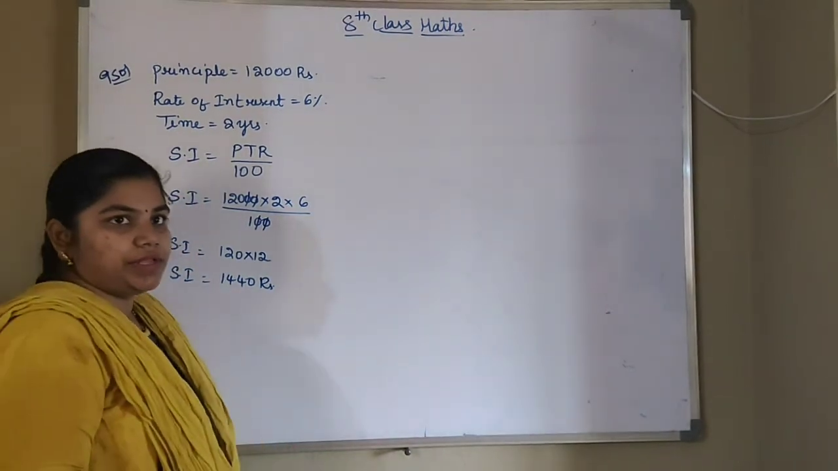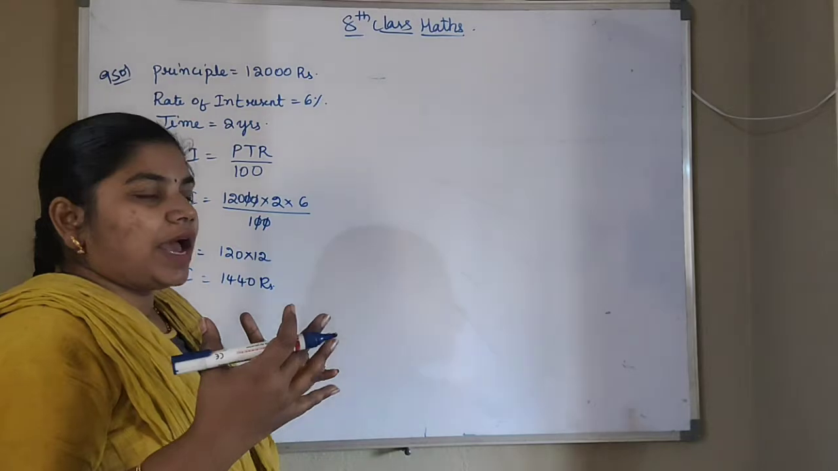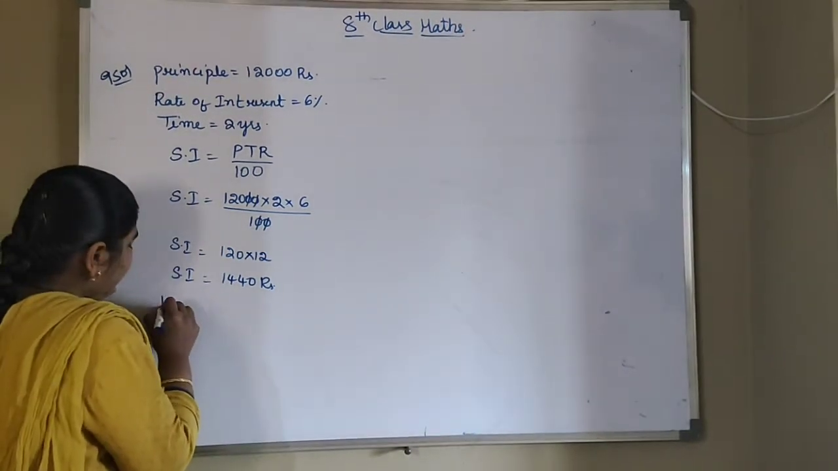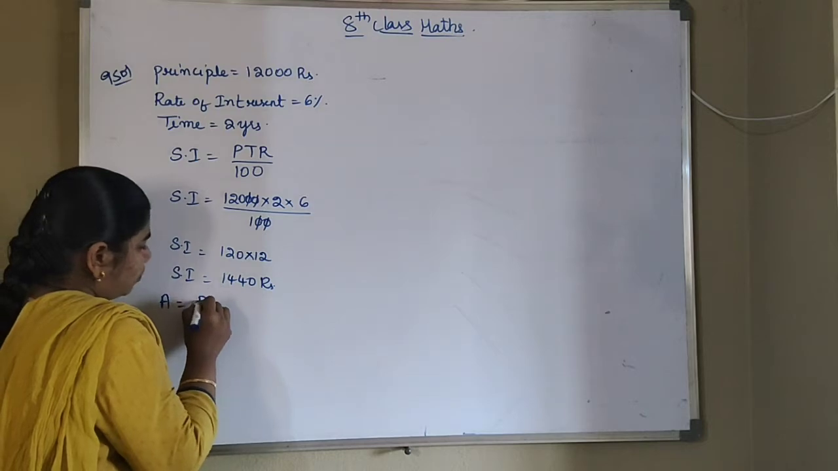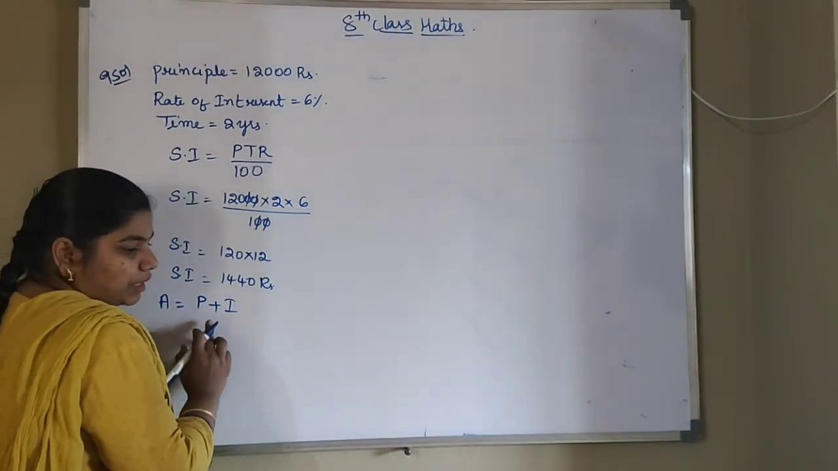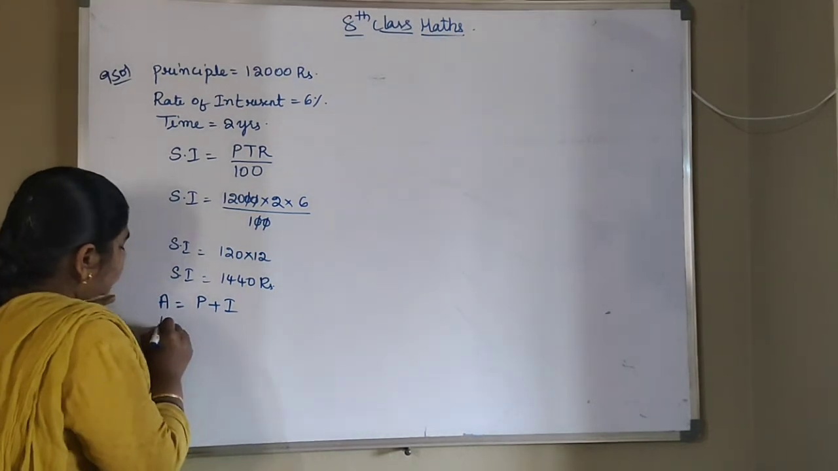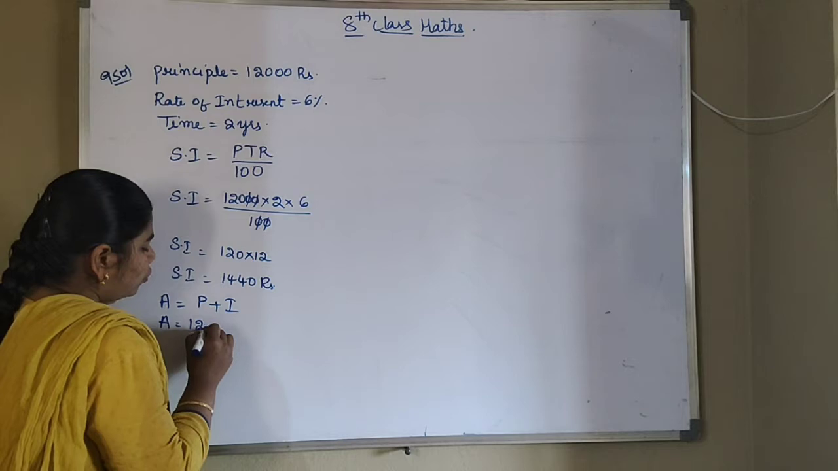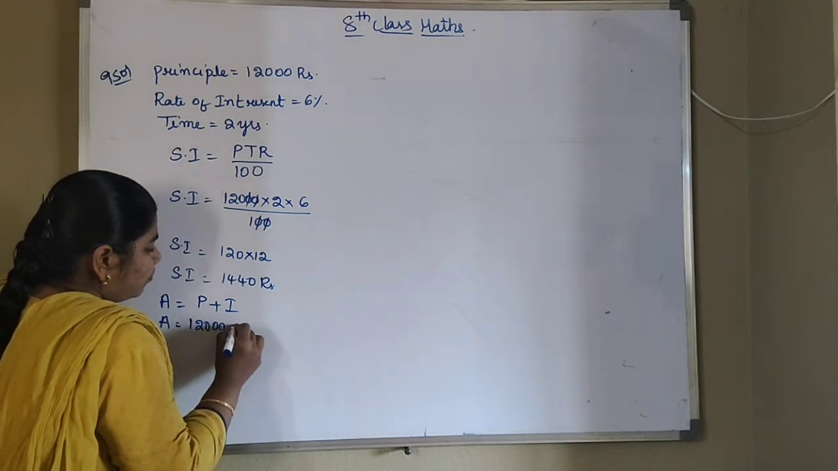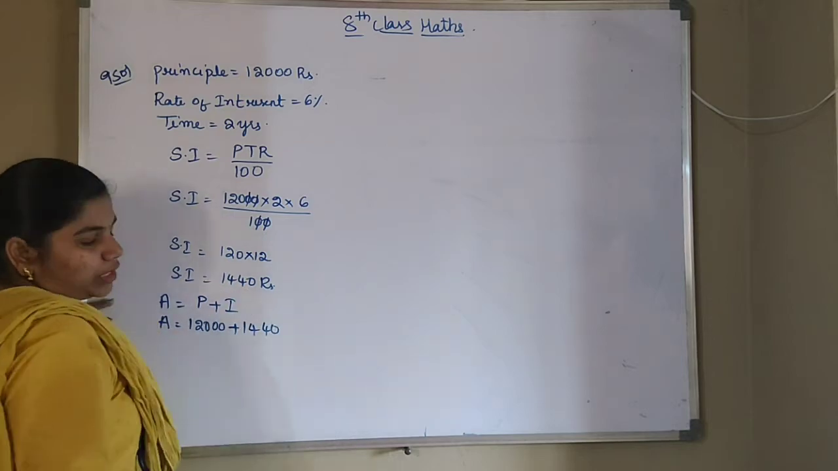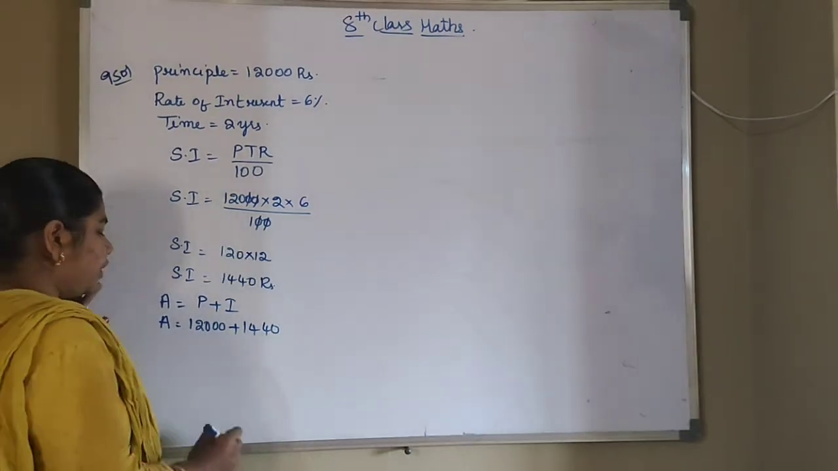So we have to find the amount value. Amount is nothing but taking the principal and adding the interest value also. So here amount is equal to P plus I, we know. Amount value will be equal to principal plus interest value. So what is the principal value? How much he has borrowed? That is 12,000 plus interest, how much you got? That is 1,440 rupees.